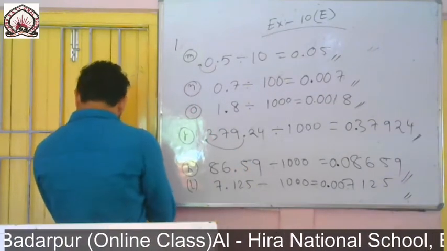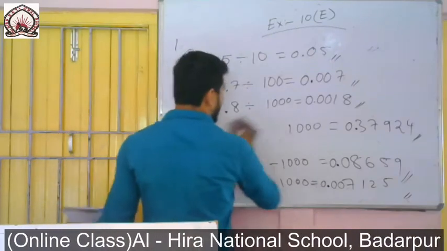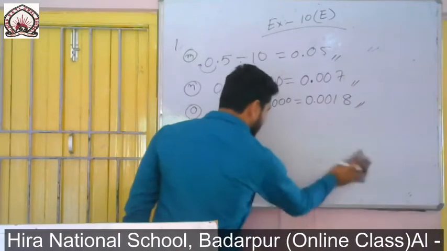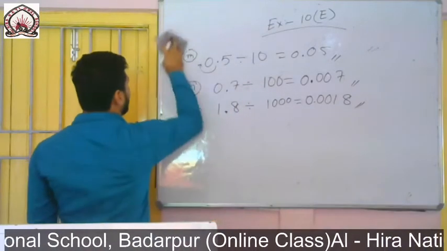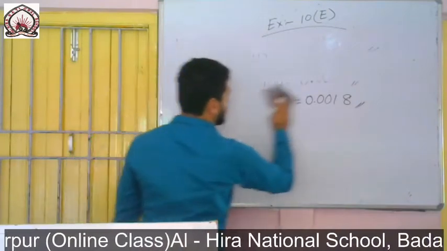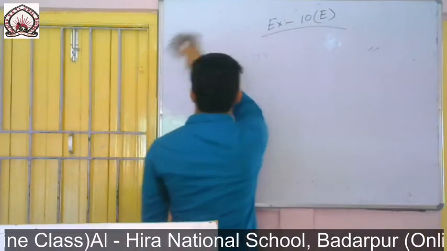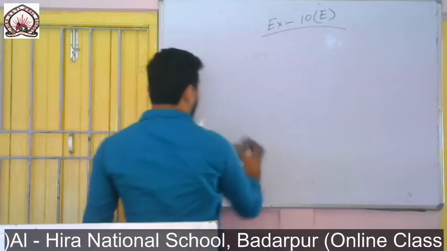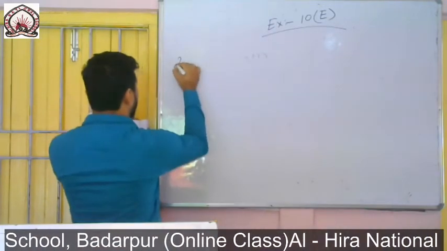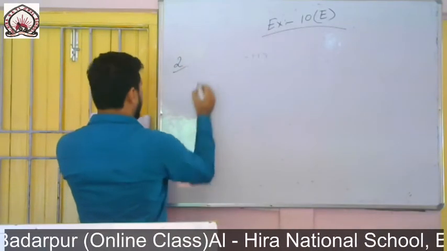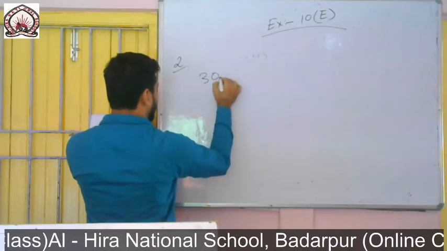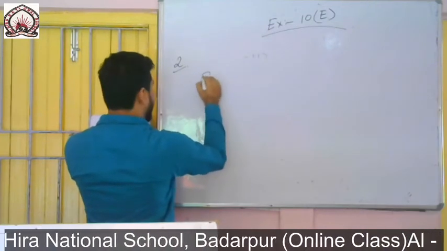Okay, so now come to question number 2. We have to divide 84.9, we have to divide by 30, right?